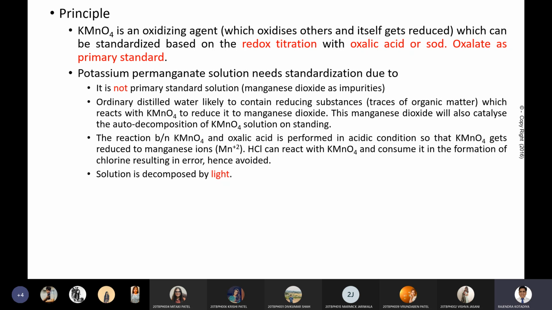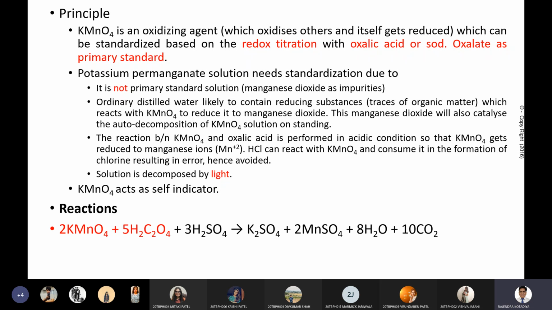And here in this particular case, an important point is that KMnO4 acts as a self-indicator. If you focus on the reaction, you will find 2 molecules of KMnO4 react with 5 molecules of oxalic acid, which is responsible for further reactions. So we need to focus on these two points: 2 moles of KMnO4 is equivalent to 5 moles of H2C2O4. That will be needed for factor derivation.